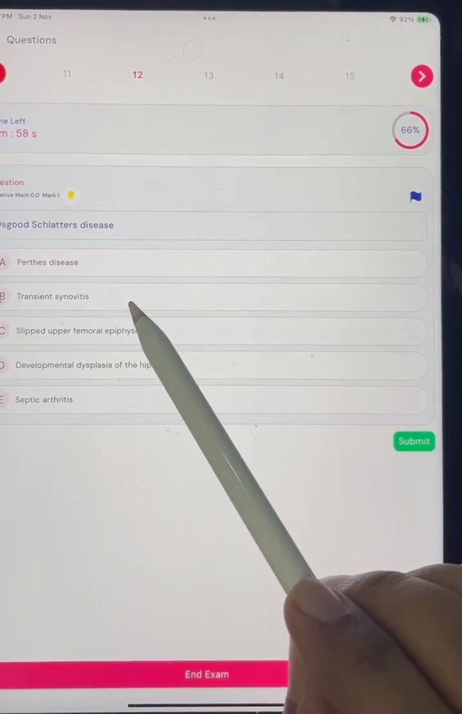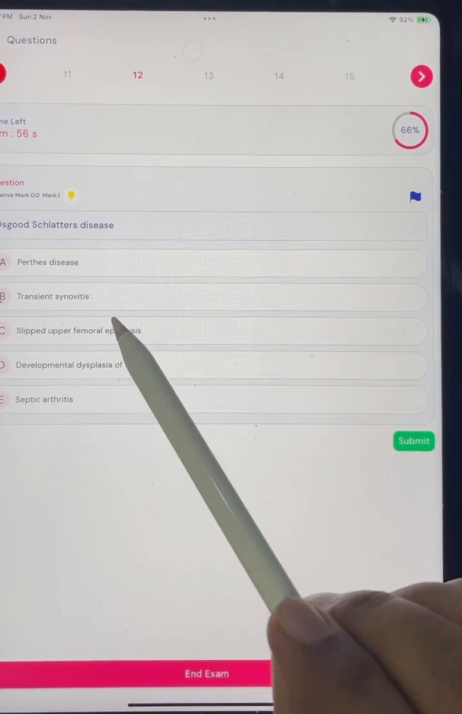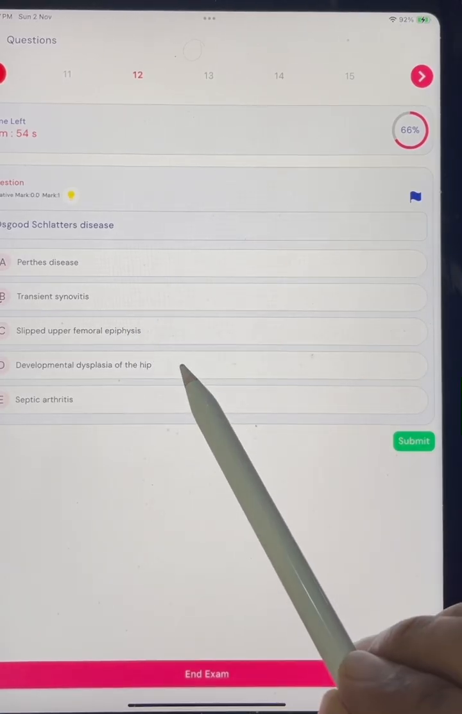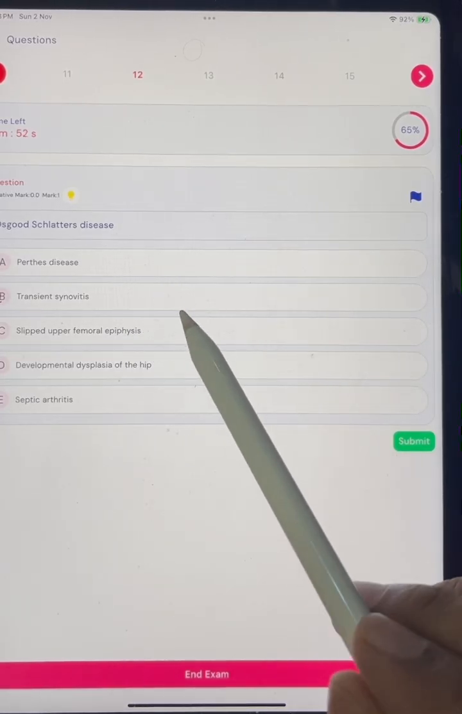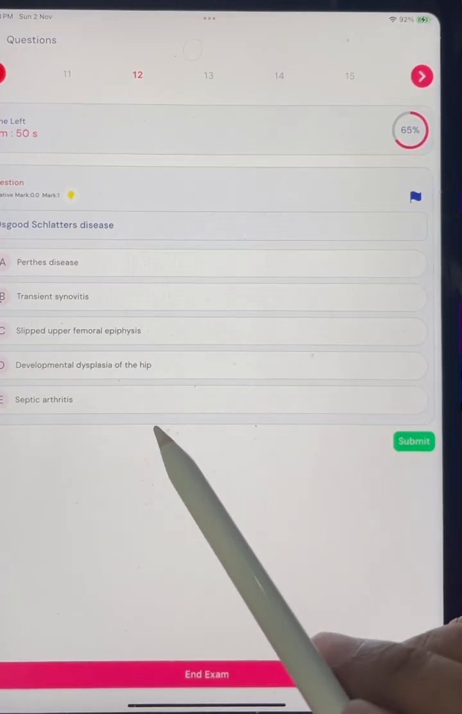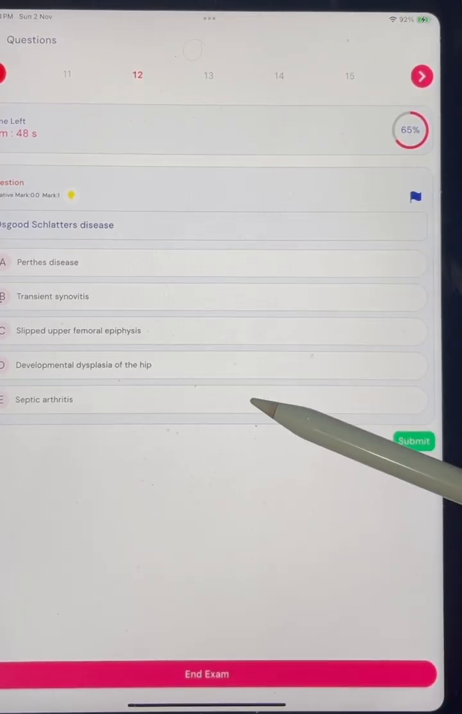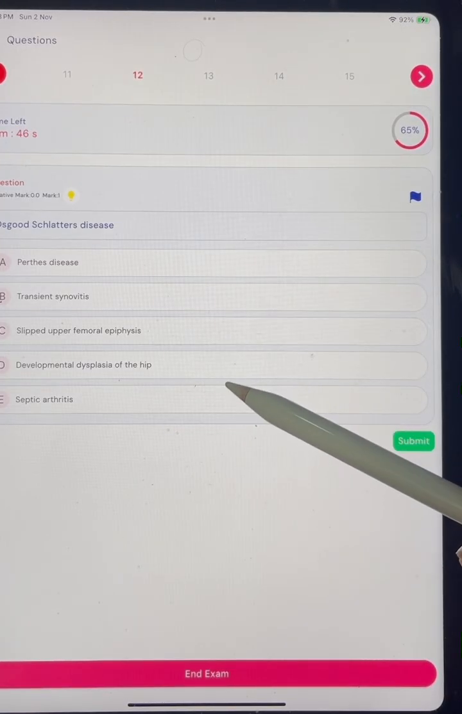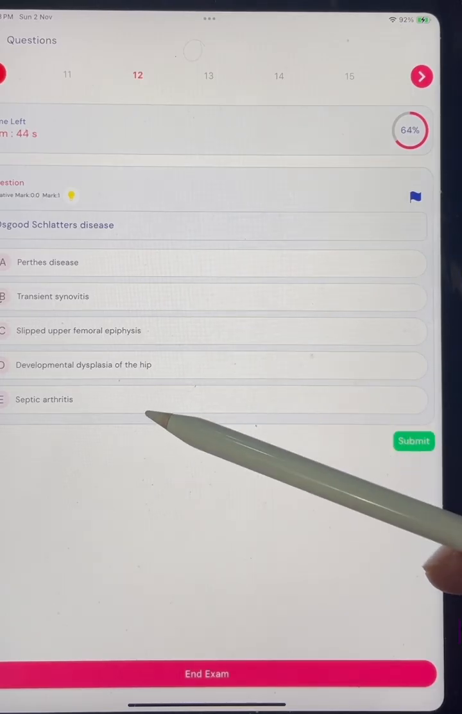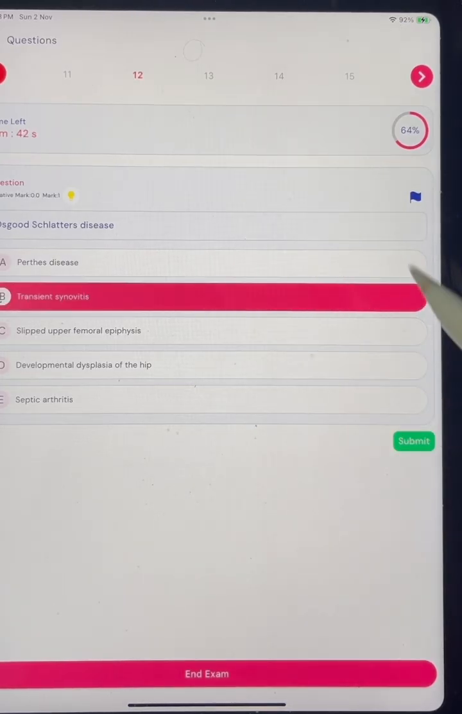Osgood-Schlatter disease, developmental dysplasia, septic arthritis, transient synovitis, slipped disc. No, it is transient. Schlatter disease, slipped femoral epiphysis. No, developmental dysplasia of the hip. No, Perthes is no, septic arthritis. No, transient synovitis.